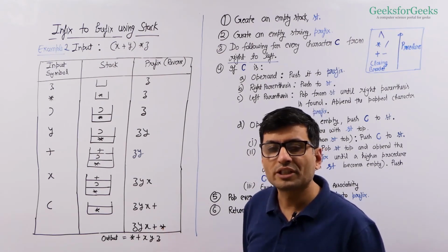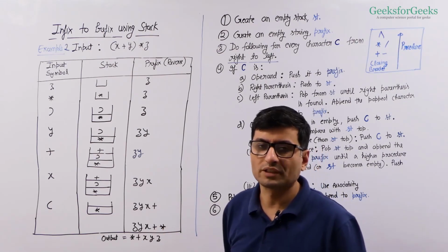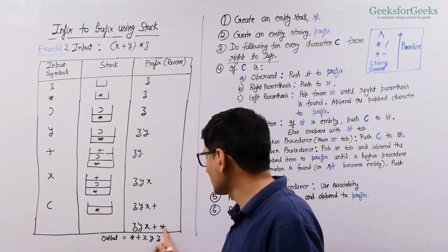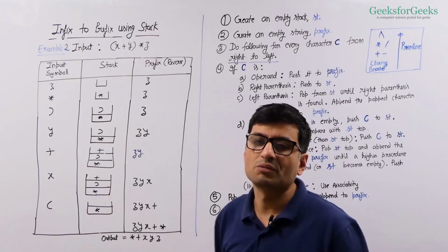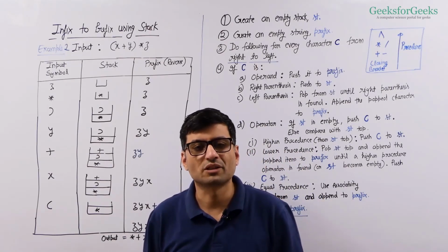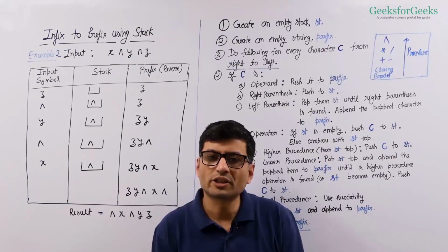Now what are we going to do at the end? We are going to reverse this prefix, right? So our output is going to be star plus xyz. This is our final result, which is the prefix equivalent of this given infix. Let us now see the third example.